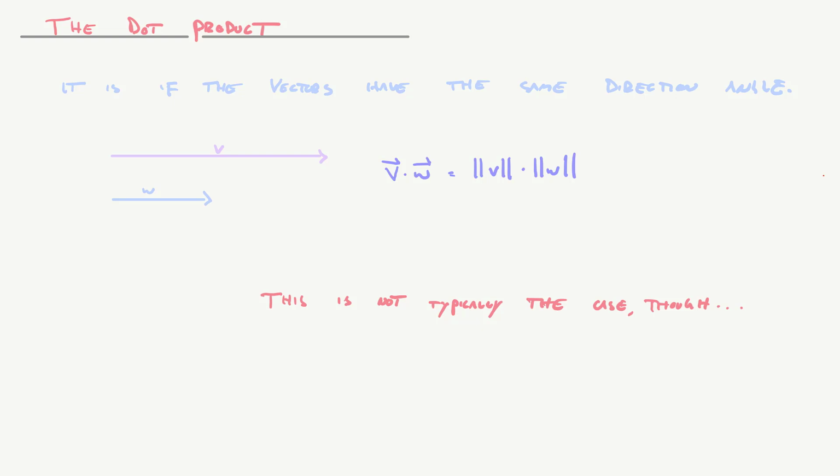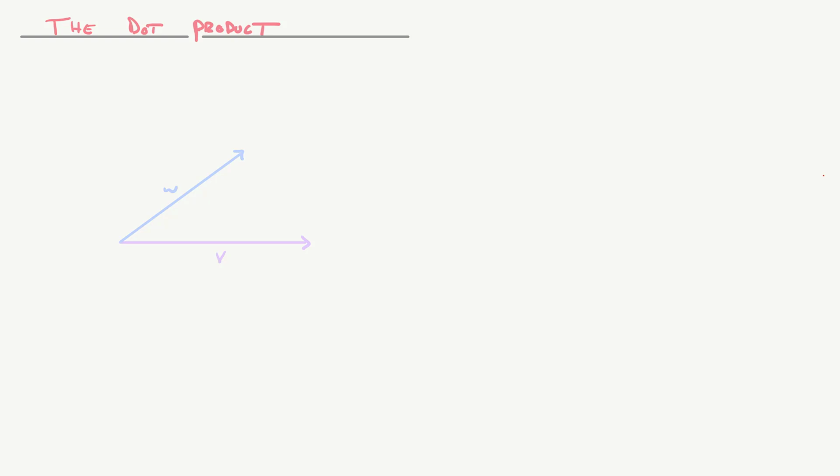In fact, it's pretty rare that we're talking about 2 forces that are going in the exact same direction. So more than likely, this is going to be our case. Vector v and vector w don't have the same direction angle. Now, I know that I've drawn it here such that it looks like the direction angle for v is 0 degrees. And I just did that for simplicity. Because here's the thing.